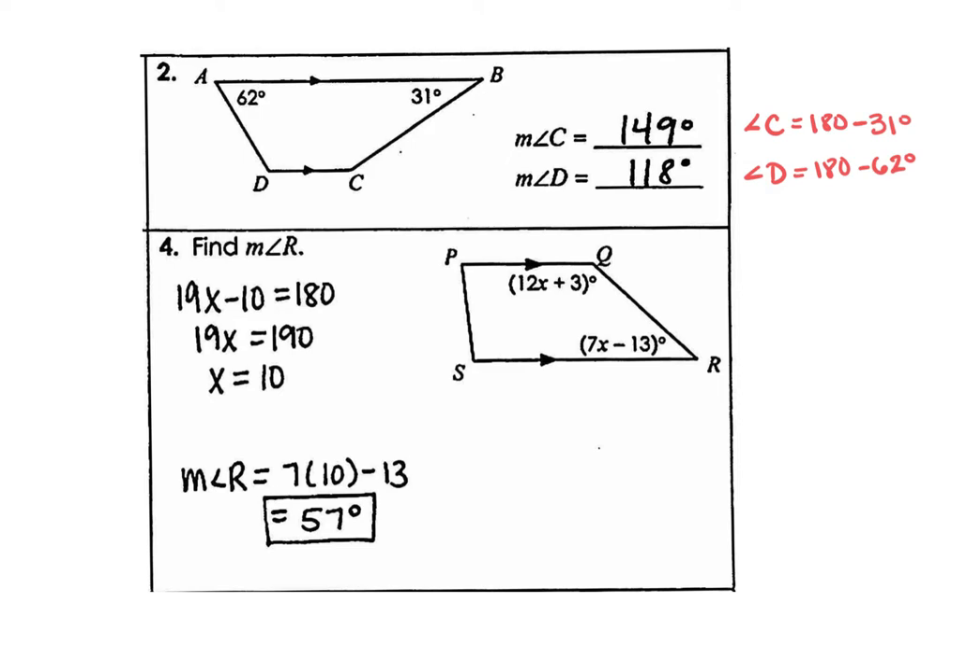For number 2, C was supplementary to B. So 180 minus 31, you would have gotten 149. D was supplementary to A. So 180 minus 62 is 118.